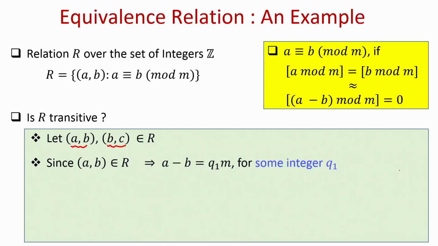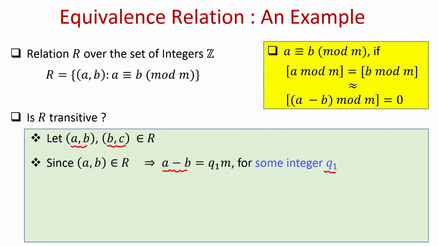So, since A is related to integer B, that means A is congruent to B, or equivalently A minus B is completely divisible by the modulus M. So, I can say that A minus B is some multiple of M, that some multiple I am denoting as q1.